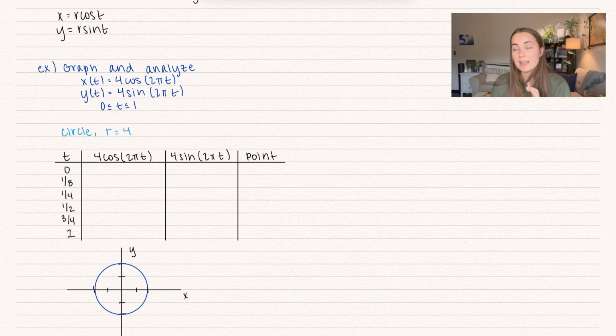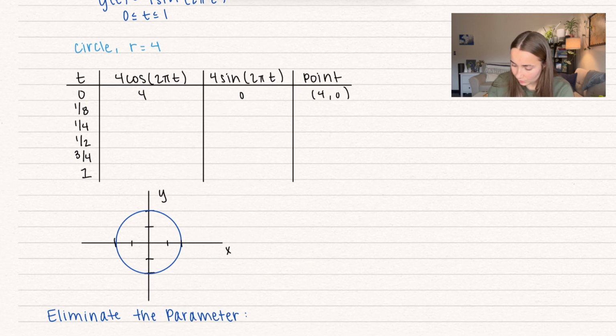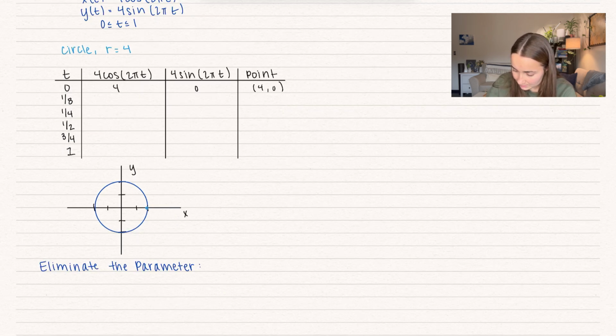So first we're going to plug in t is equal to 0. 4 cosine of 0 is always going to be 4 times 1, which is equal to 4. Sine of 0 is always 0, so we get 0. So our point is 4, 0. Now if we go down to our little graph right here, here is my first point. We're going to go ahead and call this 4, 0. That's going to be our starting position. Now time is going to start going on.